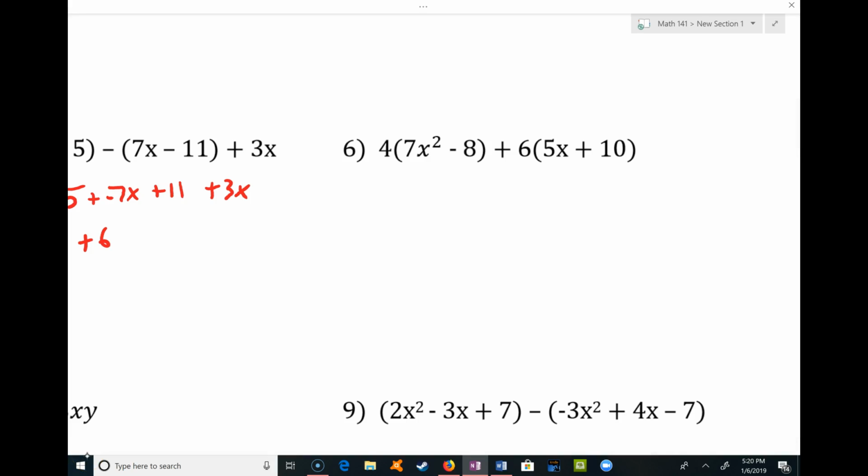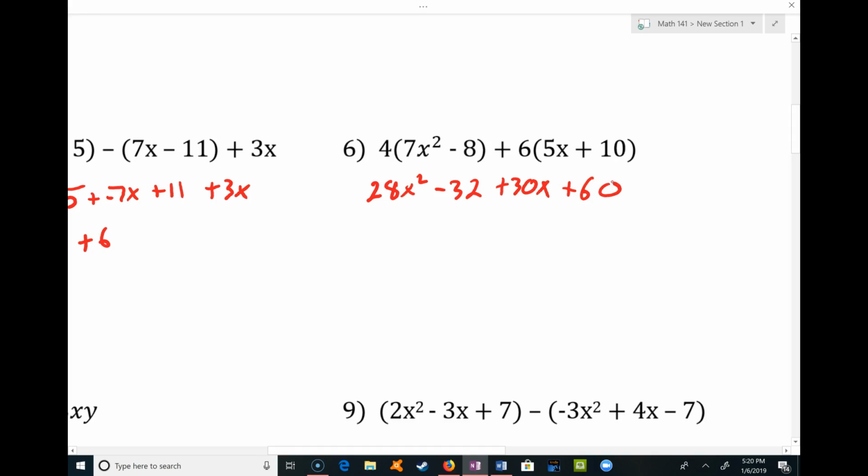Okay, so number 6 is also going to employ the distributive property because we have a 4 times a parenthesis with 2 terms inside and a 6 times a parenthesis with 2 terms inside. So if we distribute the 4 times 7x squared, that'd be 28x squared, and 4 times negative 8, that'd be a negative 32. 6 times 5x would be 30x, and 6 times 10 would be 60.